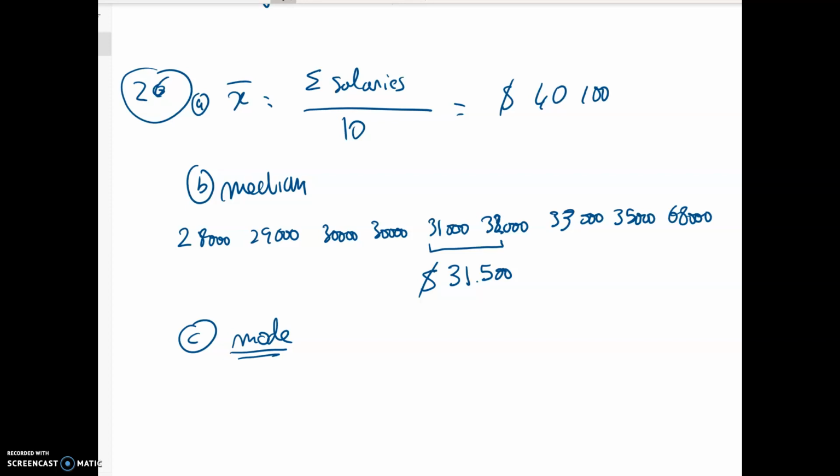I'd like to remind you of the definition of a mode because we have a tendency to forget at some point. The mode is the piece of data that occurs the most frequently. When I look at it, I can see clearly that 30,000 occurs 2 times, compared to the others that occur only 1 time each. So the mode is 30,000.